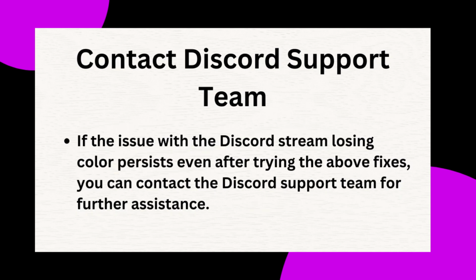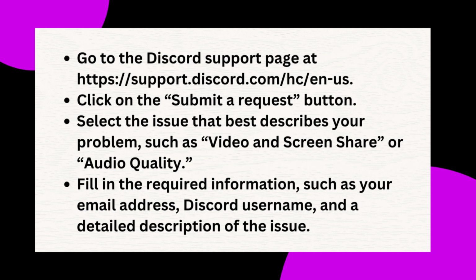Contact Discord support. If the Discord stream losing color issue persists even after trying the above fixes, you can contact the Discord support team for further assistance. Go to the Discord support page at support.discord.com, click the Submit a Request button, and select the issue that best describes your problem, such as video and screen share or audio quality. Fill in the required information, such as your email address, Discord name, and a detailed description of the issue.